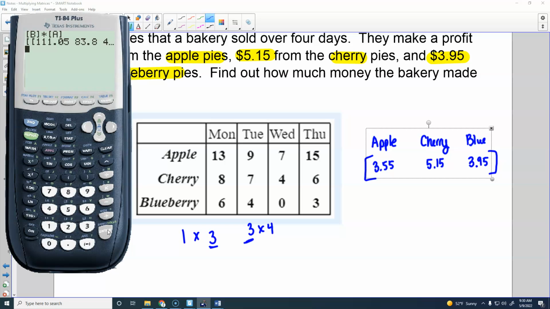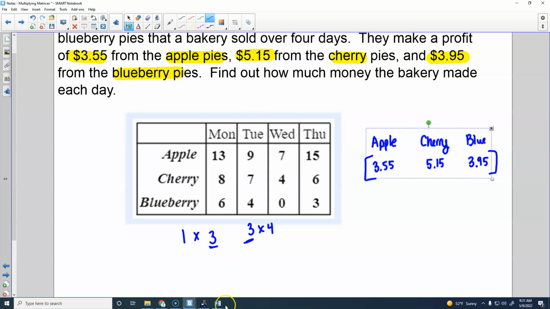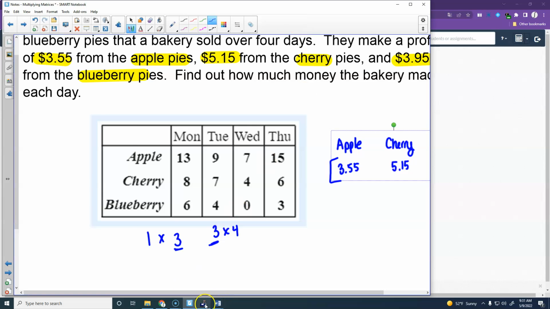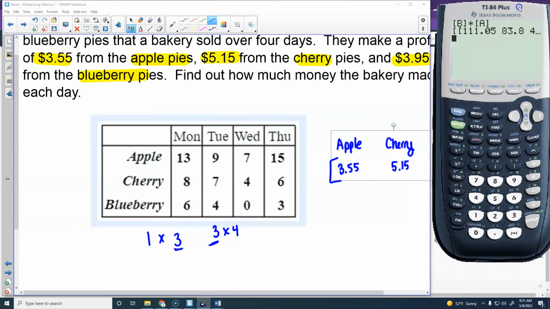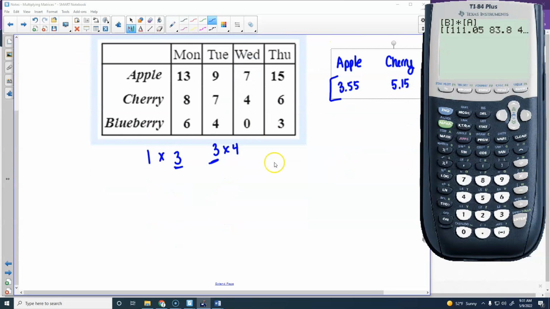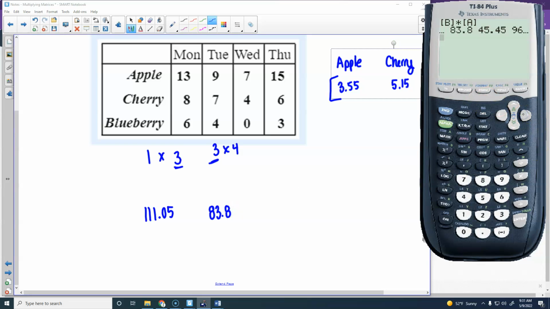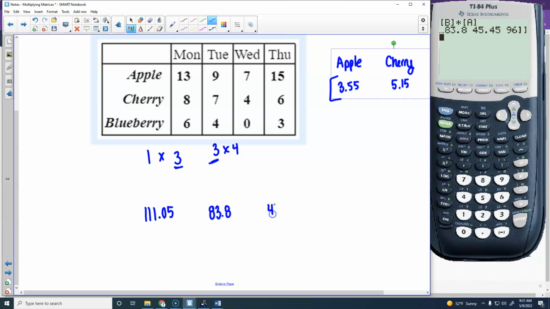And so it will give me the answer here. Well, or almost the answer. It gives me 111.05, 83.8, and 45. Oh, wait. Yeah, that's right. 45.45 and 96.